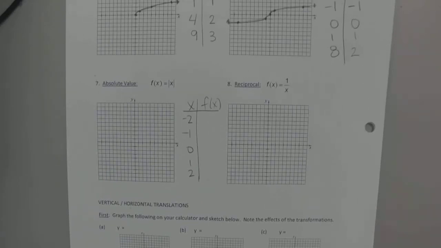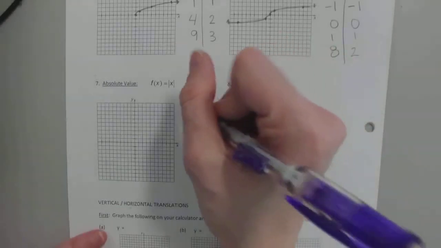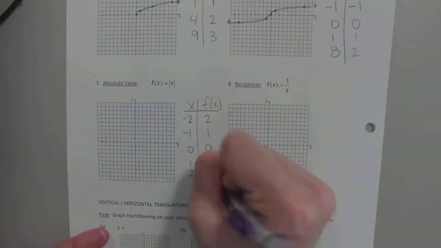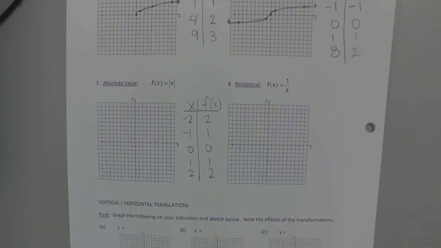And then what do we know about absolute value when you place numbers into absolute value? What always happens? They become positive. And even if they were positive, they stay positive, right? So they stay themselves, but they become positive if they were negative, all right? So the absolute value of negative 2 is a positive 2. We have a positive 1, a 0, a 1, a 2.